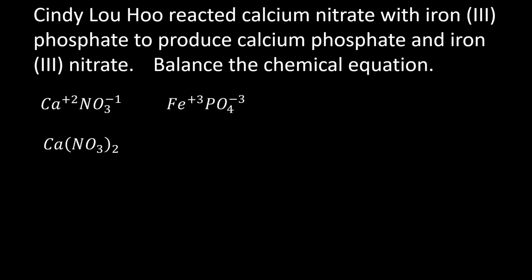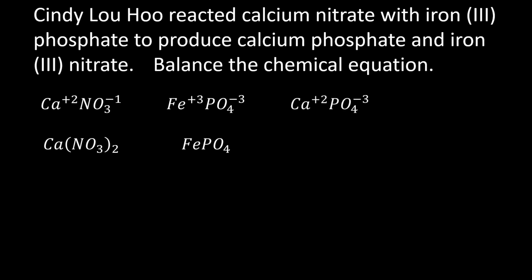The second reactant is iron 3 phosphate. So that 3 in parentheses means that the iron has a +3 charge. The phosphate has a -3 charge. So if we drop and swap those, the 3 and 3 reduce like a fraction, so we end up with just 1 iron and 1 phosphate.